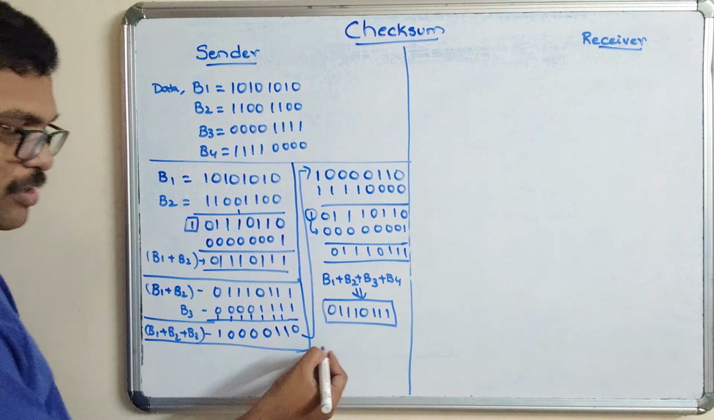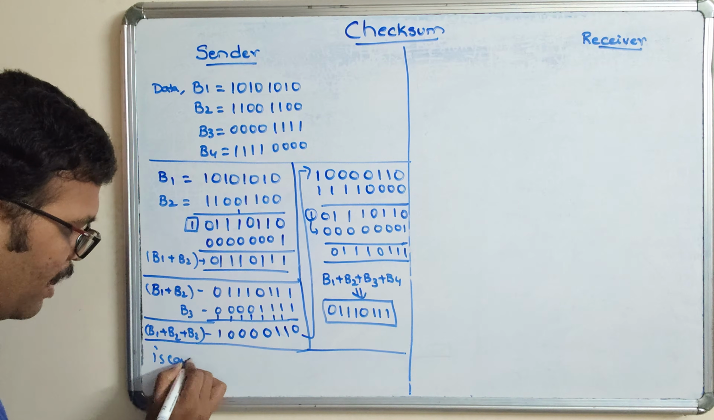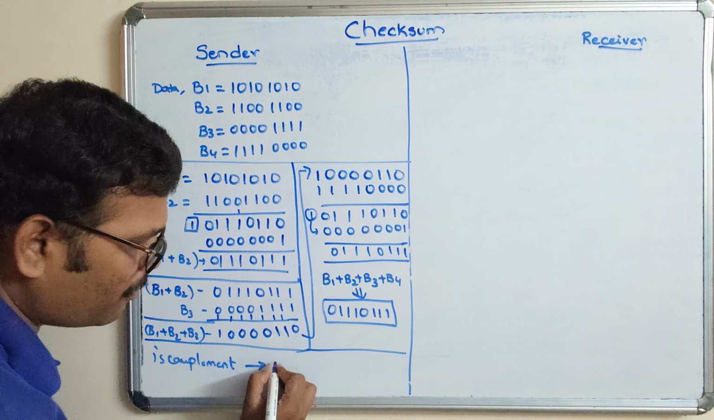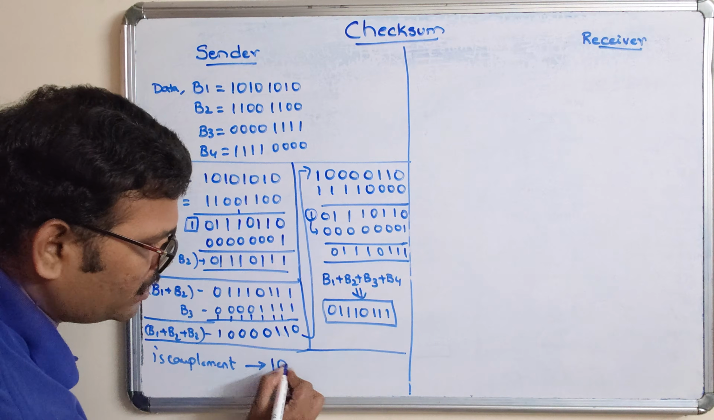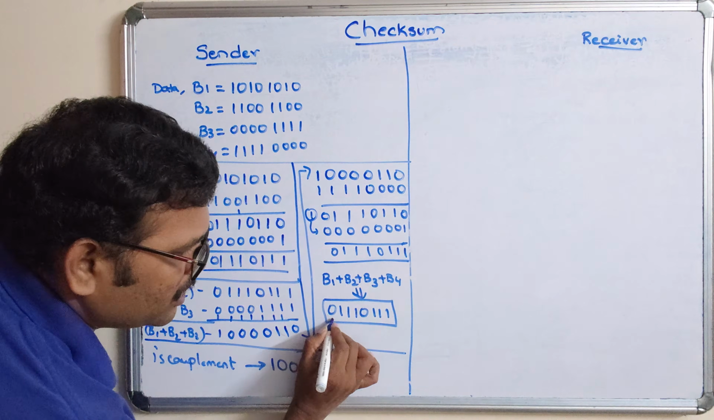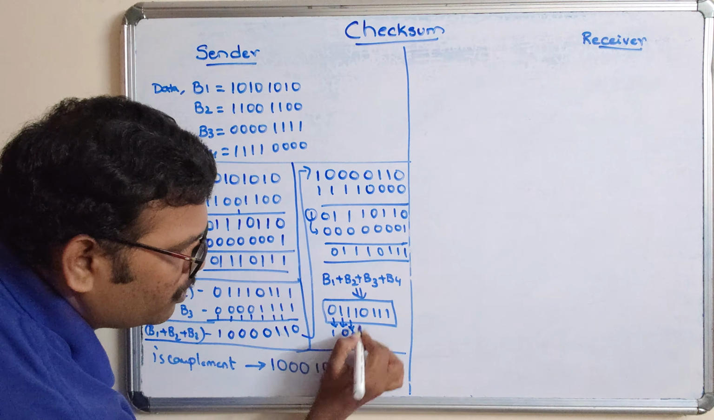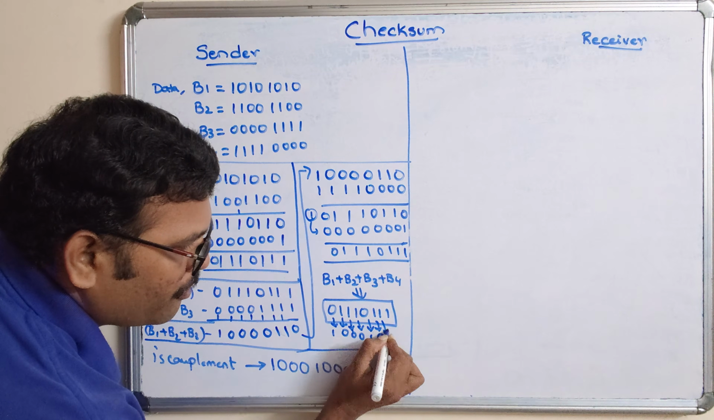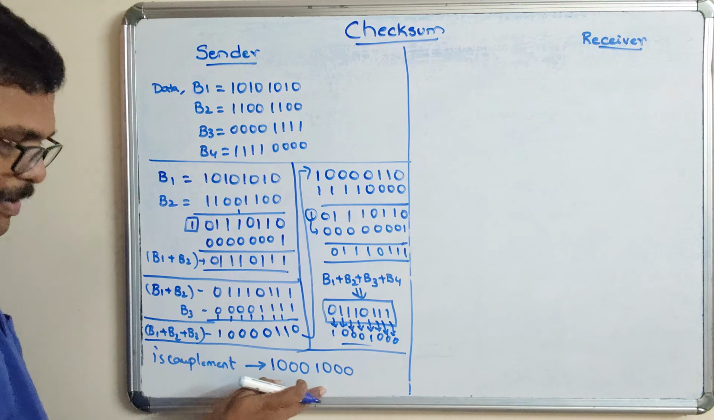Okay, this is the result. So what we have to do? We have to apply the ones complement. After adding all these things, we have to apply the ones complement, which will become 1 0 0 0 1 0 0 0. Because 1 becomes 0, 0 becomes 1, and so on. So this is the ones complement.